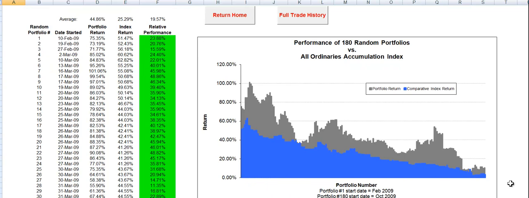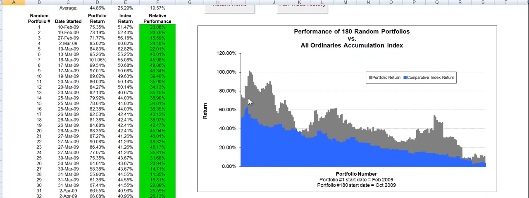Now, if we put that into graphical context, you can see here that the first portfolio was started in March, or in fact started on the 10th of February 09, and its return was 75.35% for that period versus the index return of 51.47%, so an outperformance of 23.8%, and so on and so forth. So let's say that you started on the 27th of March 2009. Well, you would have returned 77% versus the market of 41% and an outperformance of 35%.